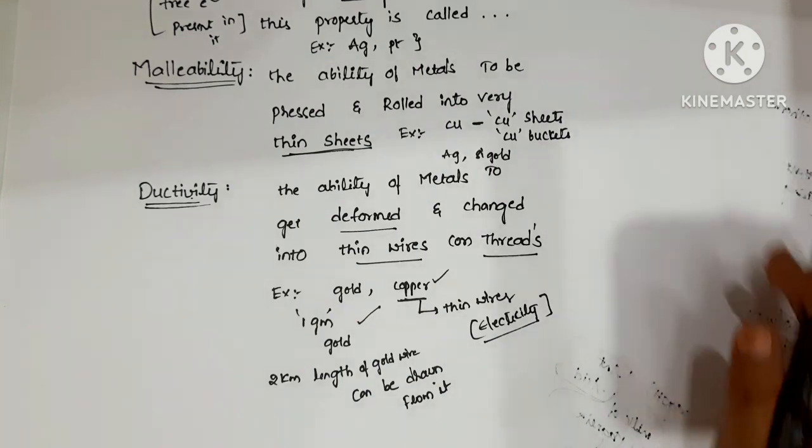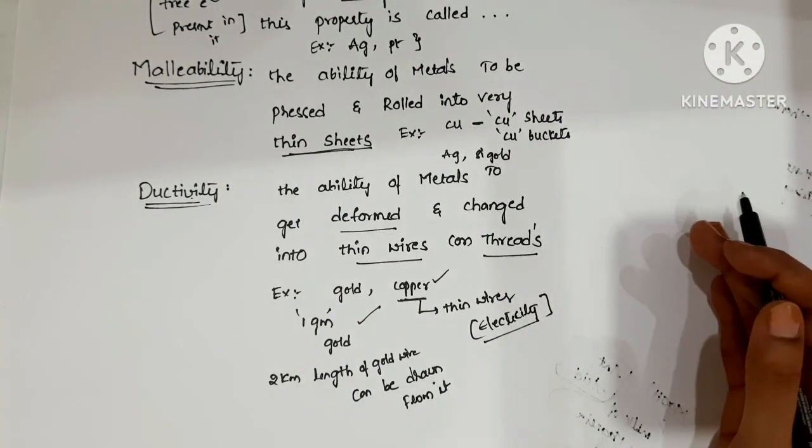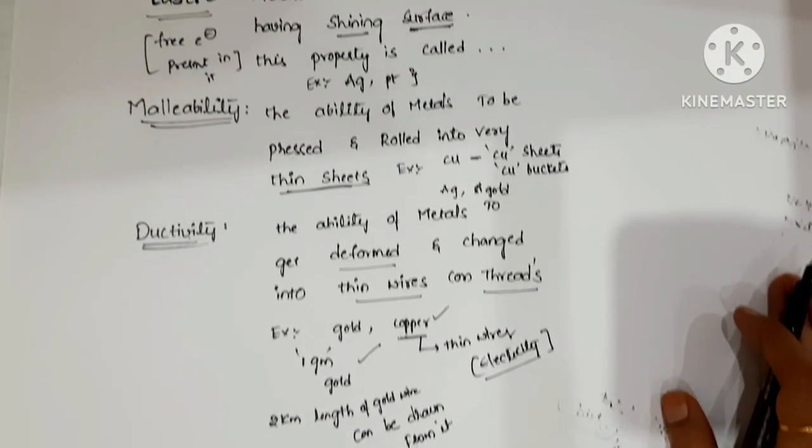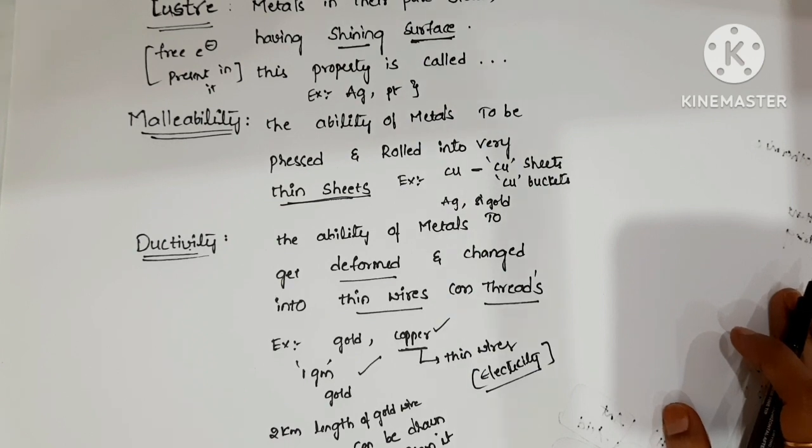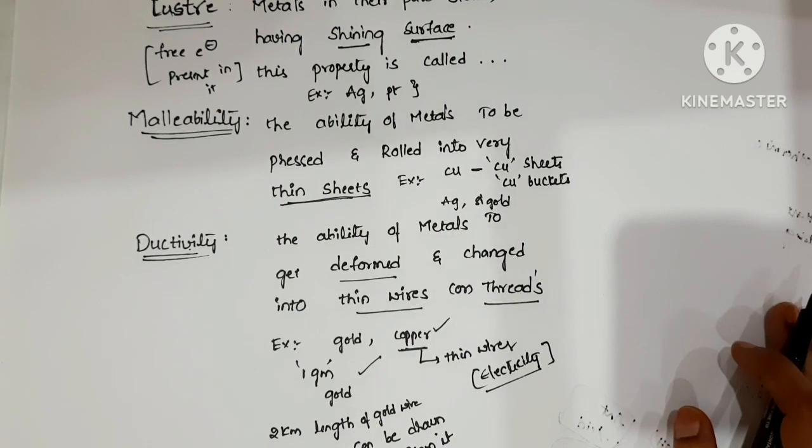So this is metallic luster, malleability and ductility, right? All these properties we can see in metals only. So metals have the lustrous property, malleability property and ductility property.